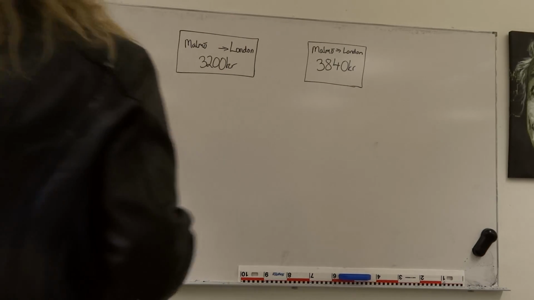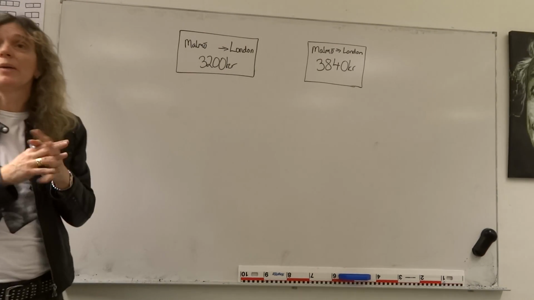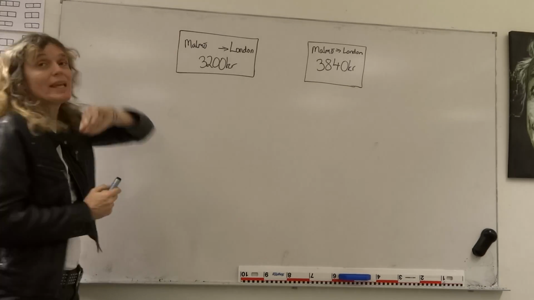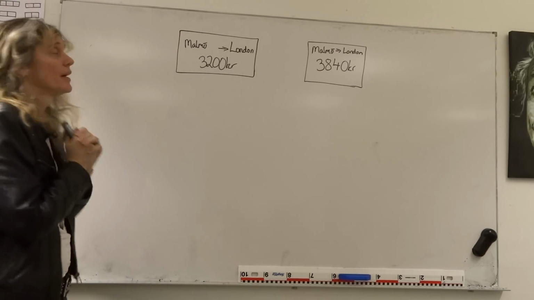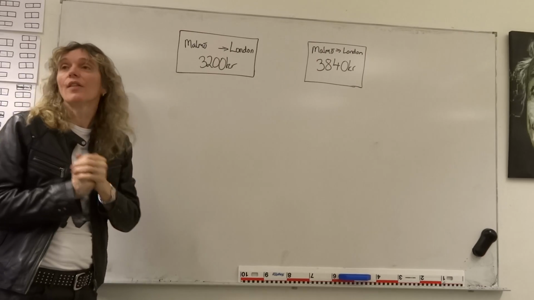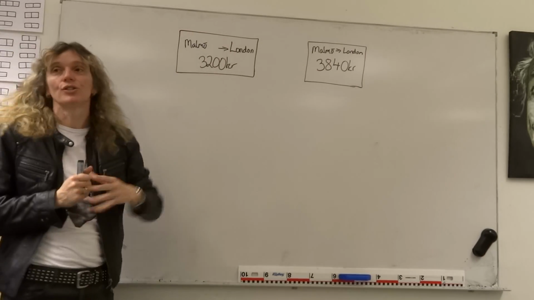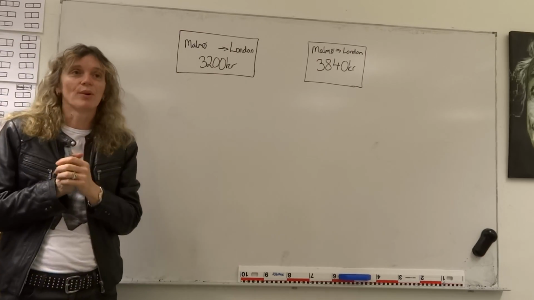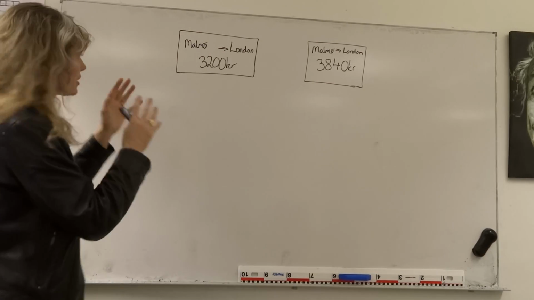Right, we're looking in the newspaper and we find out that there's a weekend in London, Malmö to London, including the hotel, for 3,200 kronor. So we feel, yeah, that's just about what we can afford.